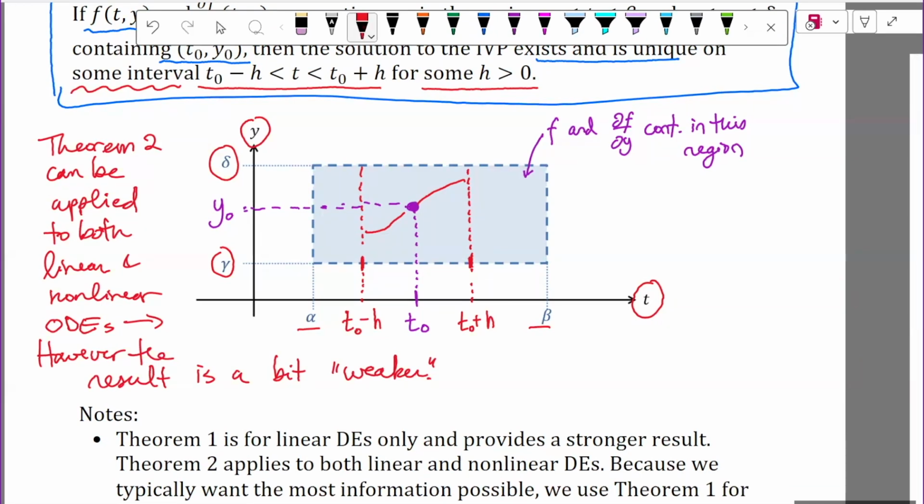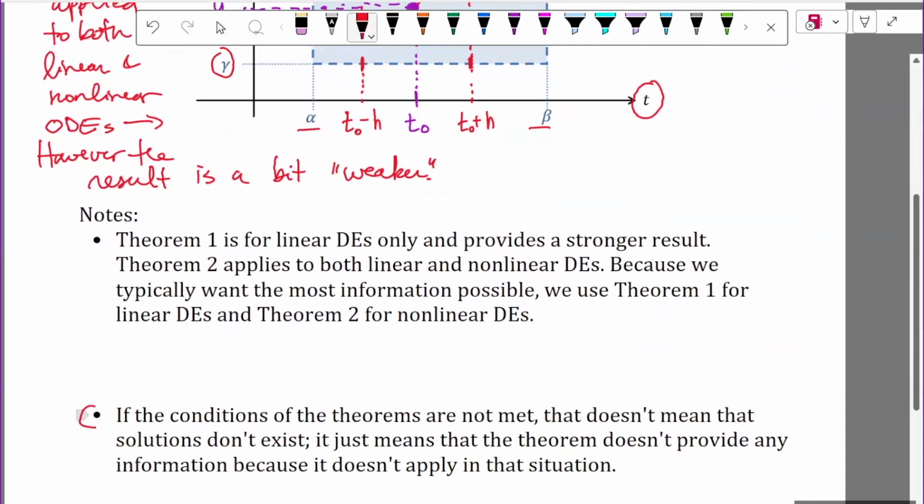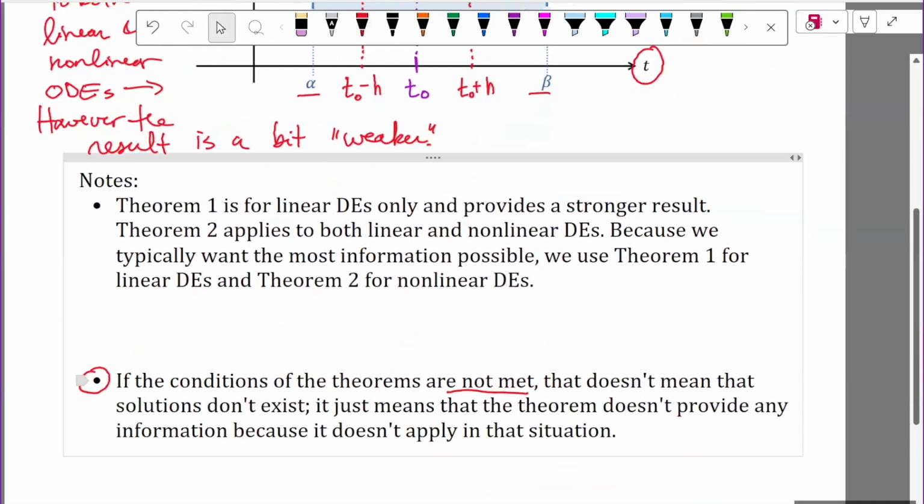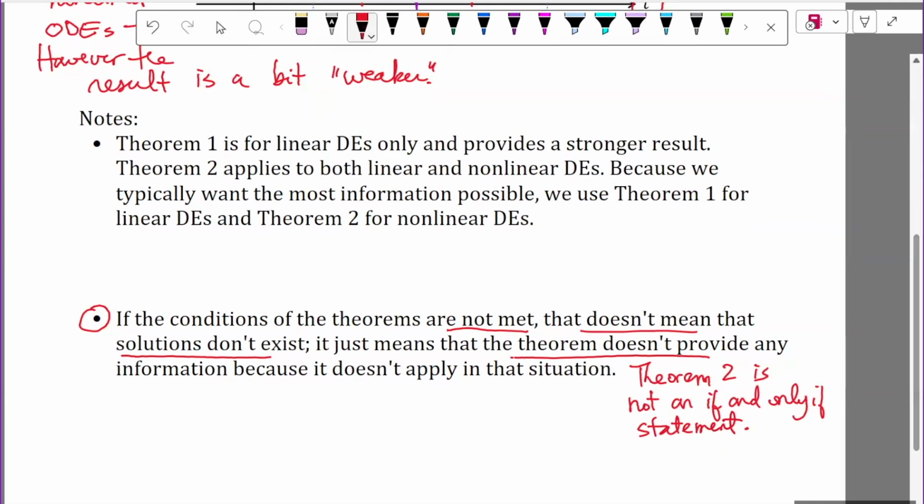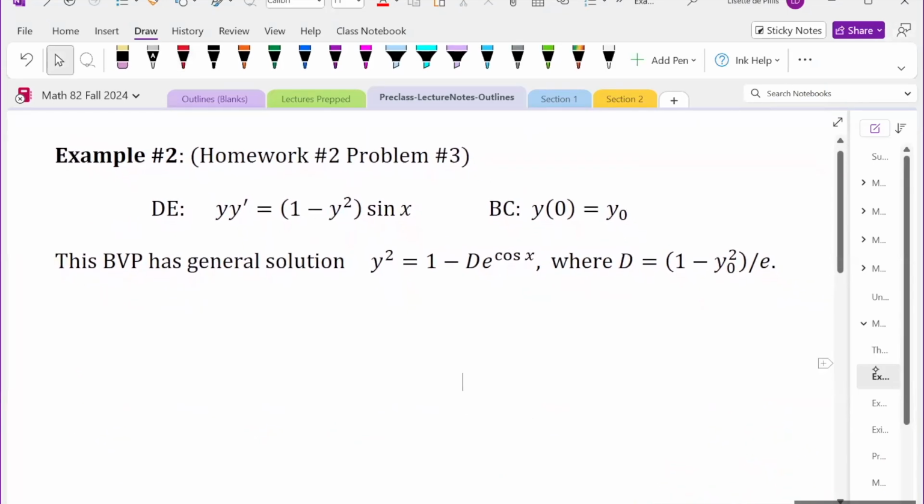Okay. One thing that I'd like to point out is that if the conditions of the theorem are not met, that actually does not necessarily mean that solutions don't exist. It just means that the theorem doesn't provide any information. So in other words, theorem 2 is not an if and only if statement. In fact, it just goes in one direction. All right, let's go to the next page and look at an example.